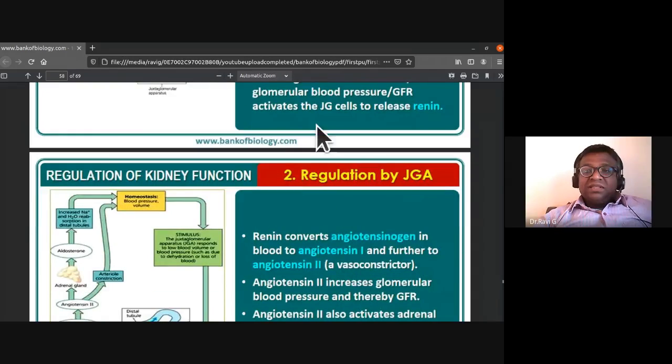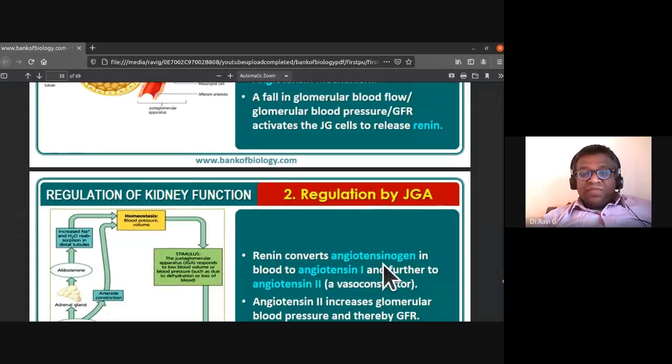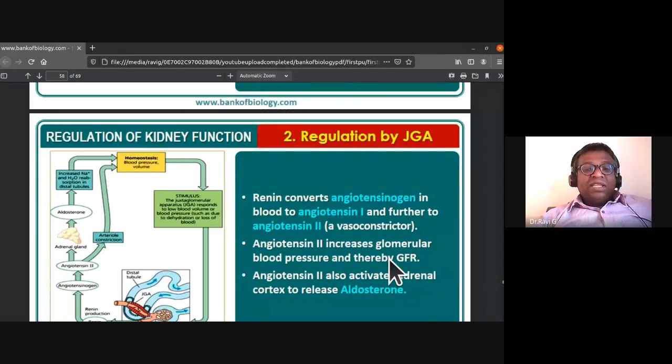Renin converts angiotensinogen, which is the inactive form in blood, to angiotensin 1 and further to angiotensin 2, which is a vasoconstrictor. Angiotensin 2 increases the blood pressure of the glomerulus and thereby the glomerular filtrate rate. Angiotensin 2 also activates the adrenal cortex to release aldosterone. These are all the things that happen at the juxtaglomerular apparatus.